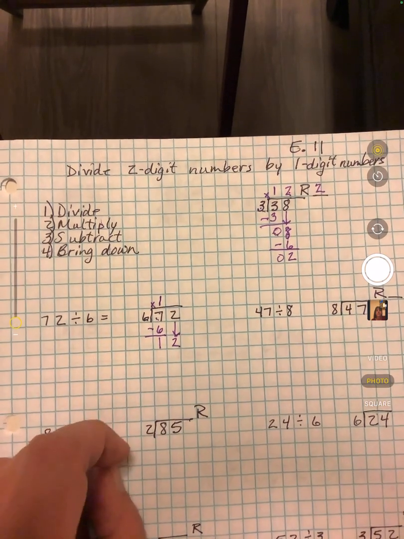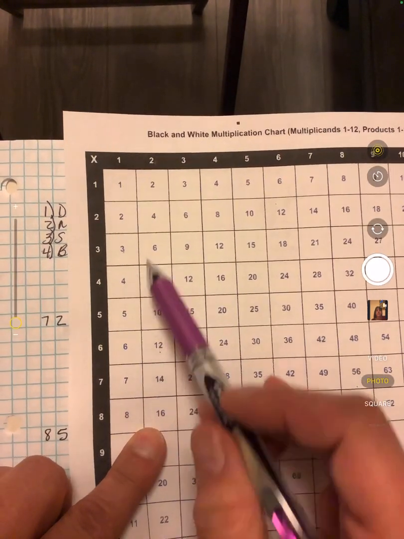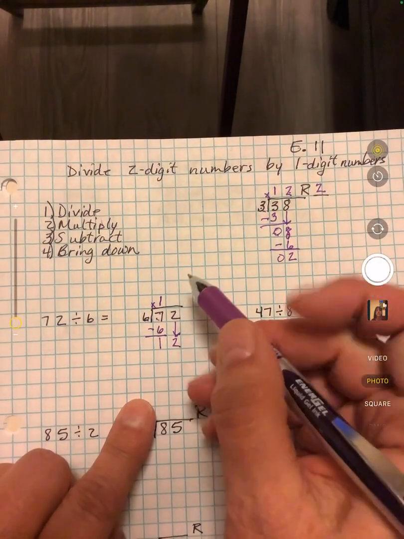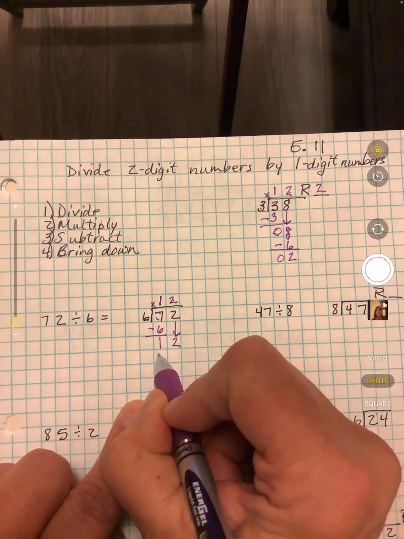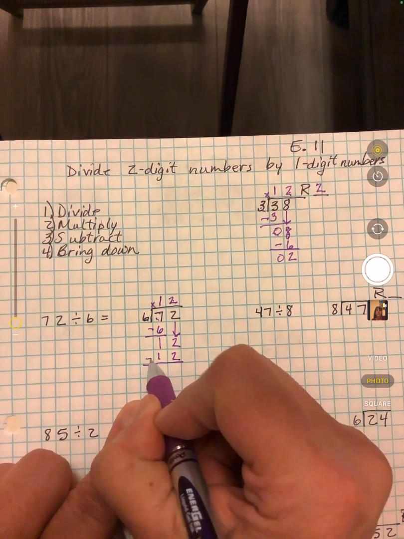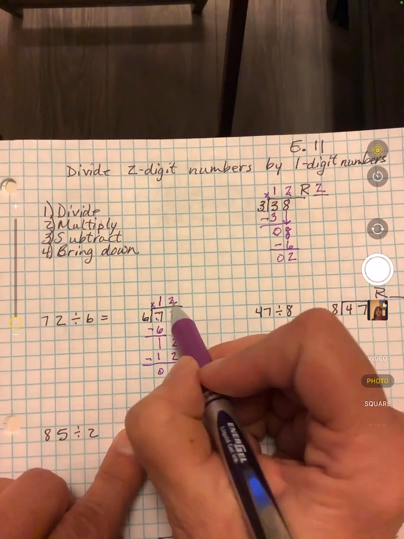Now I have 12 divided by 6. So I go to my 6's. Here's 12. Go straight up. We have 2. 2 times 6 is 12. And then we subtract again. And we have a remainder of 0. So 12 is our answer.